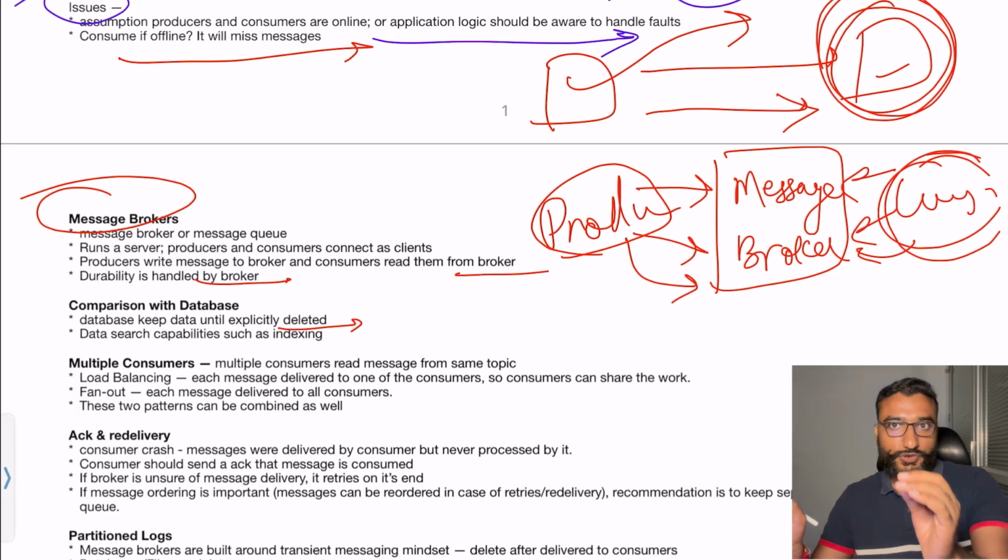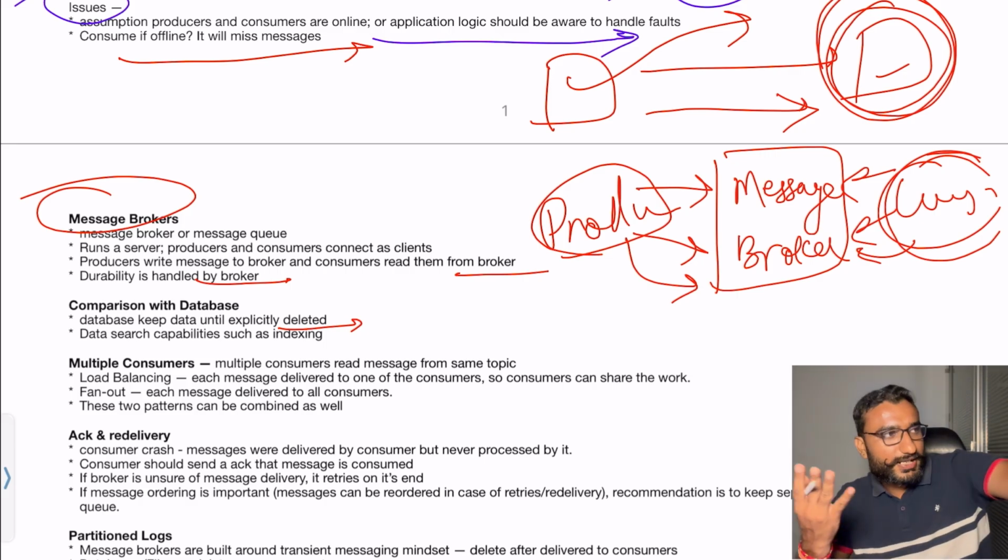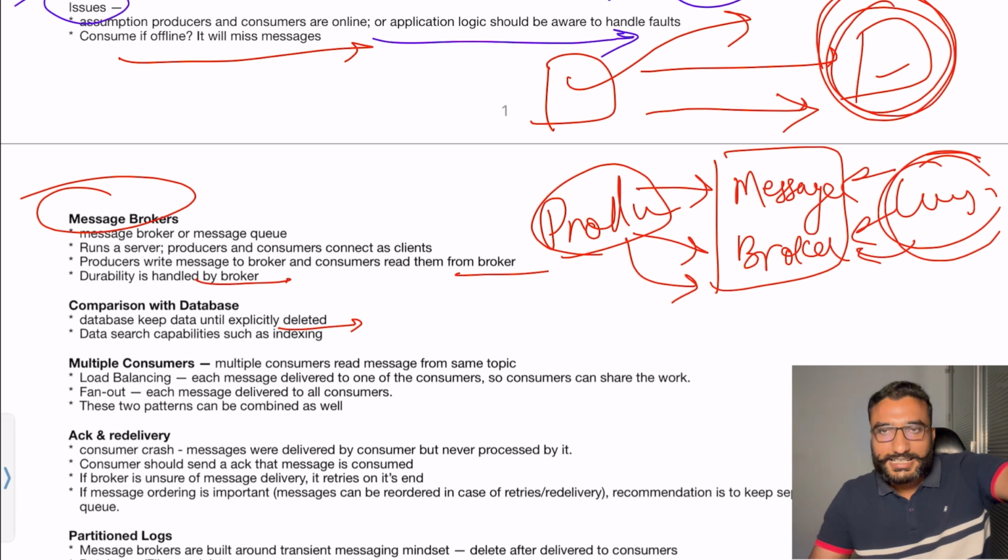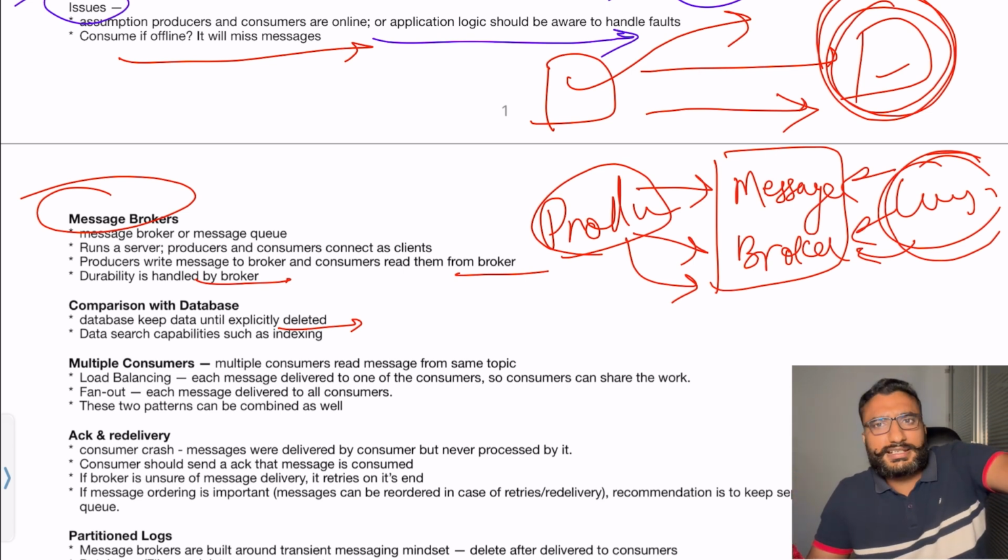But in the case of a message broker, the data is deleted based on various factors. One factor could be to delete messages after, let's say, 14 days. Another could be to delete the message once it is consumed by all the subscribers. If it is consumed by all the subscribers, I don't need that message anymore, so in that scenario, you can remove it.